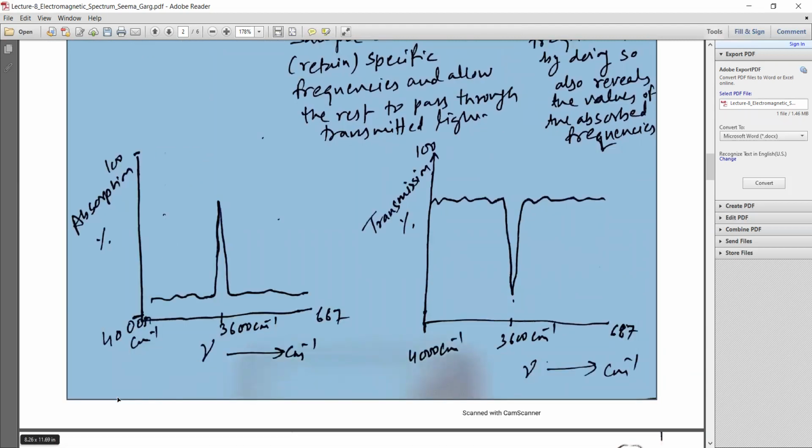So here two types of observation we can do. Absorption of IR radiation: when we record absorption, we will get this type of spectra. While when we are recording transmitted light, then we will get this type of spectra.